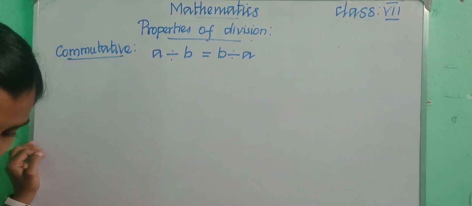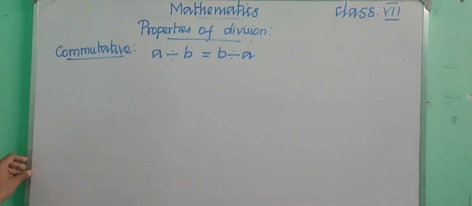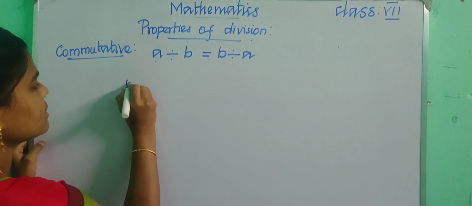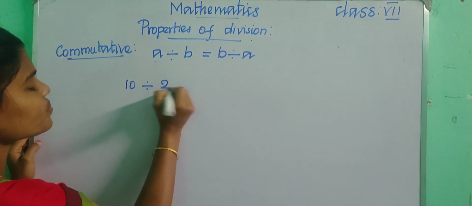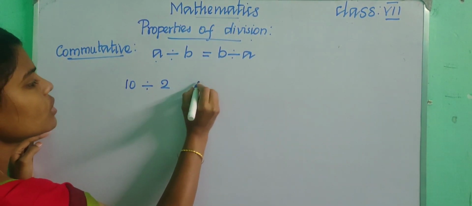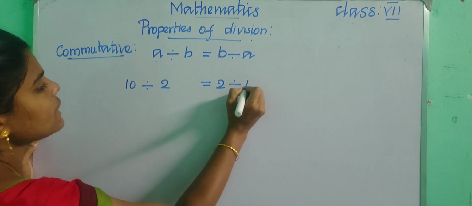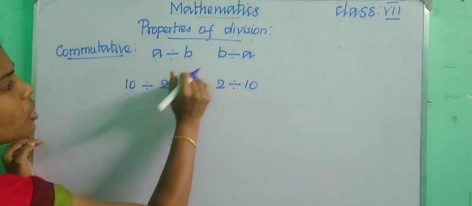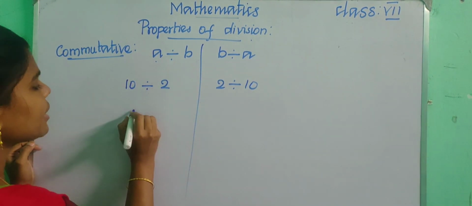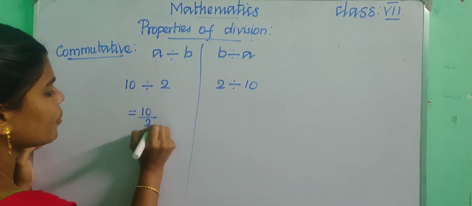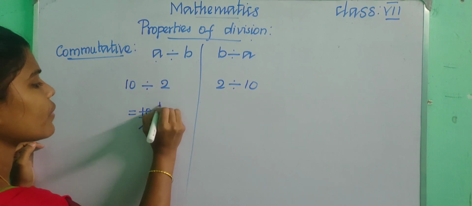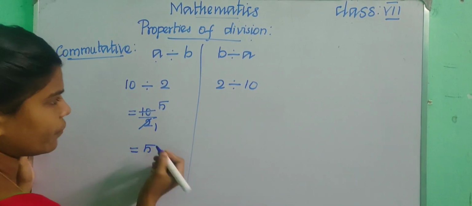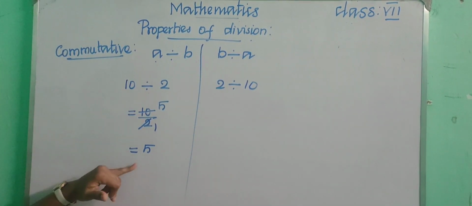Let us check. Let us take a as 10 and b as 2. 10 divided by 2 and 2 divided by 10. Let us check whether these two are equal or not. So we should not put the equal sign yet. 10 divided by 2 means 10 upon 2. 1 2 is 2 and 5 2s are 10. So what will you get? We are getting the answer as 5. 10 divided by 2, we got the answer as 5.